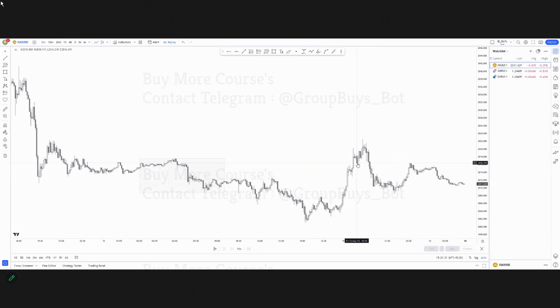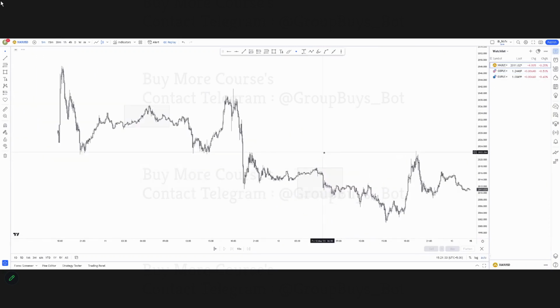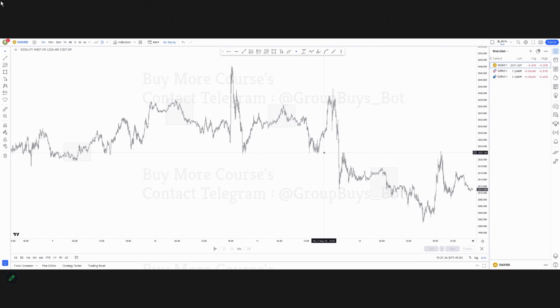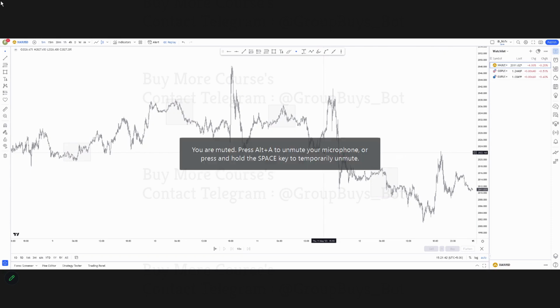Why gold? Why not Forex? In gold, we don't have any time restrictions. We don't need to wait for the London kill zone, New York kill zone, and all these things. Keep this in mind. You don't have to take any notes, just keep this in mind.